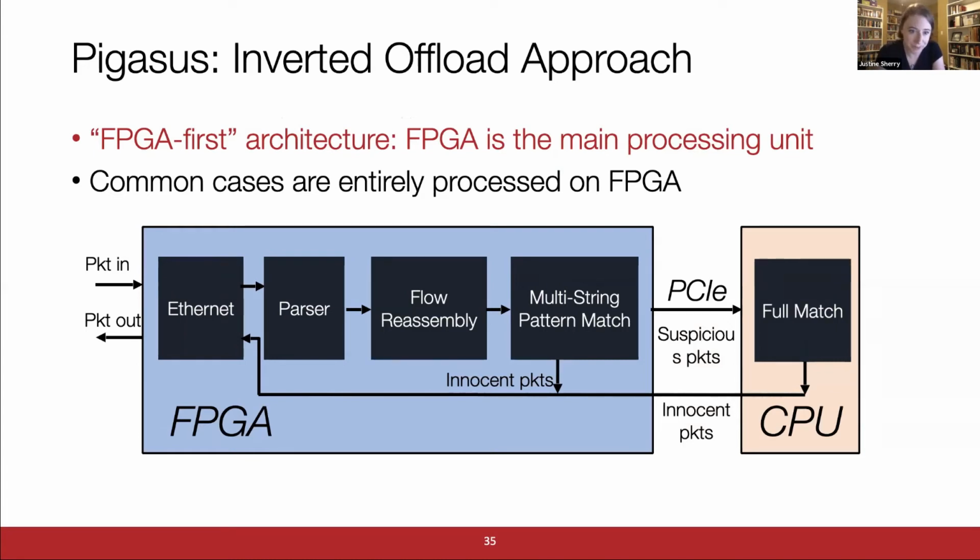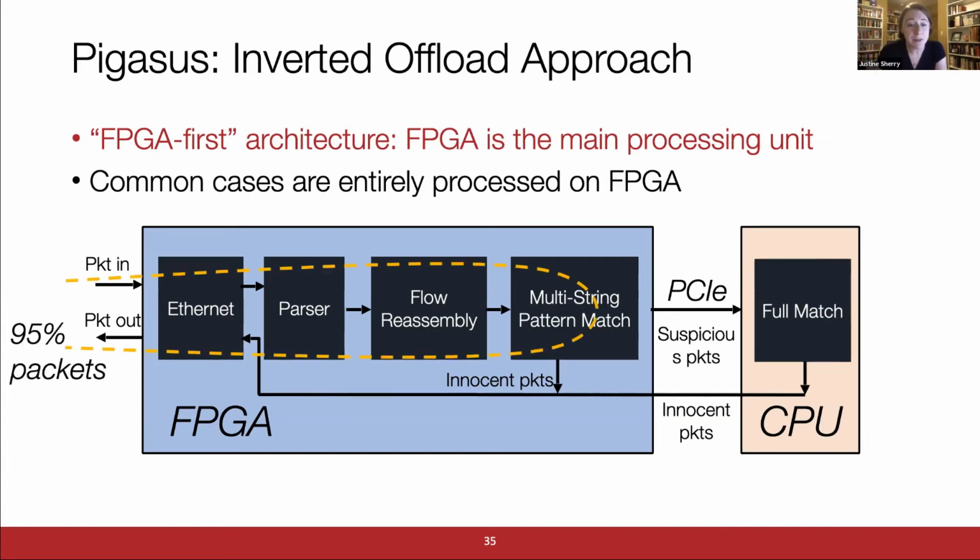on the FPGA. We do the Ethernet parsing, we do the protocol parsing, we put the packets back in order using a flow reassembler, and then we do a first pass search through the data to identify whether packets are suspicious or whether we know they're innocent, all on the FPGA. Packets that are considered to be innocent are shipped out to the network, and packets that are determined to be suspicious are sent up to the CPU, where they incur more expensive processing that does things like regular expressions and more header analysis.